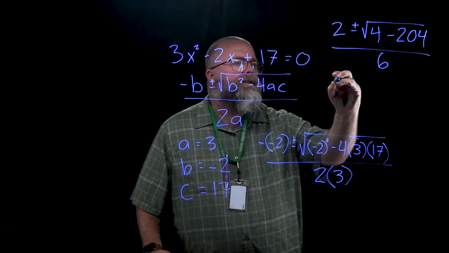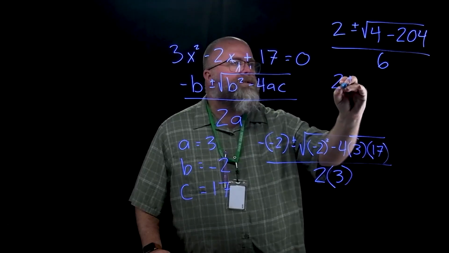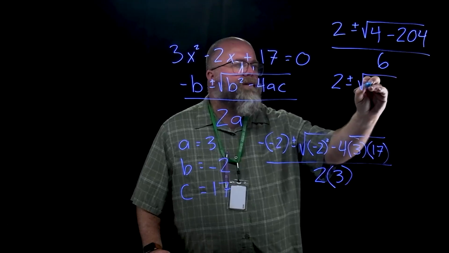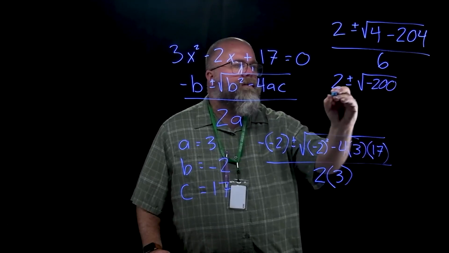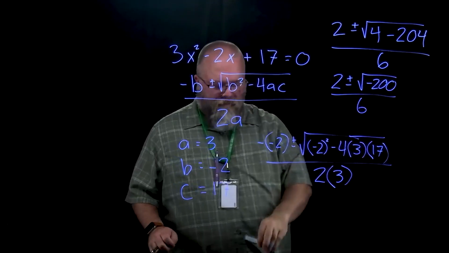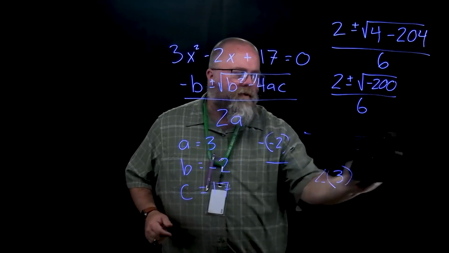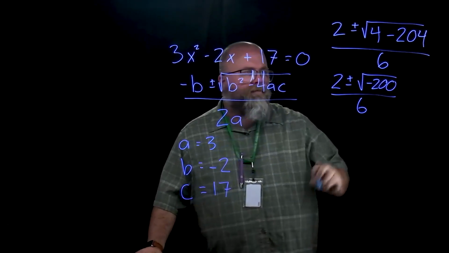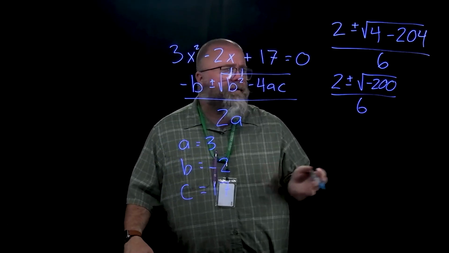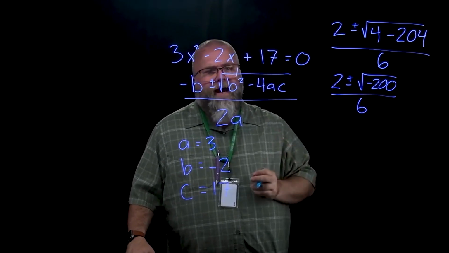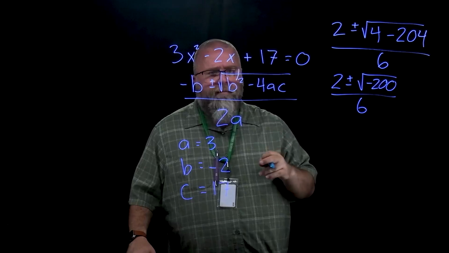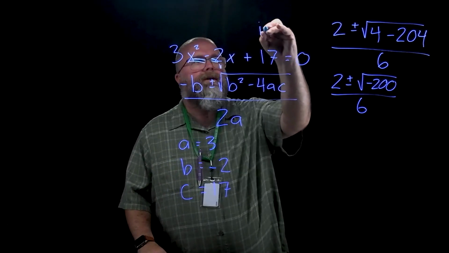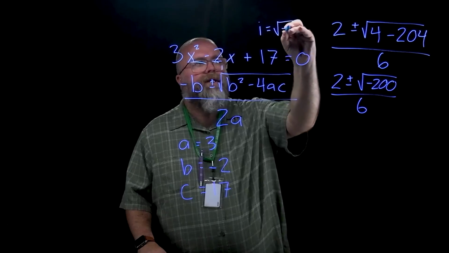So if we look at this, this will be 2 plus or minus 4 minus 204, which is negative 200, all over 6. And I'm going to erase this part right here. All right. Remember, if you have a negative number in a square root, you can pull that negative out and call it an i. Remember, i is equal to the square root of negative 1. I'll put that right up here.